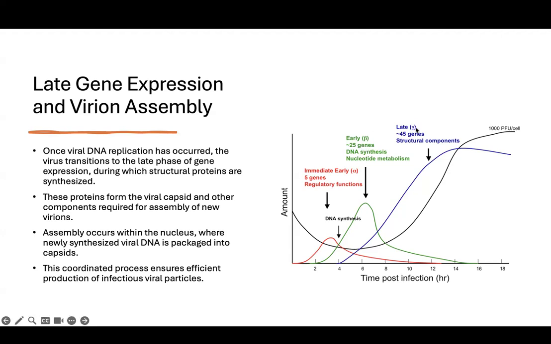So, sorry, the early and late. The immediate early, not really, because you have the VP16 that is pushing this, and this then allows this to happen. So you need proteins already there to start. That's what tegument proteins are there to do.